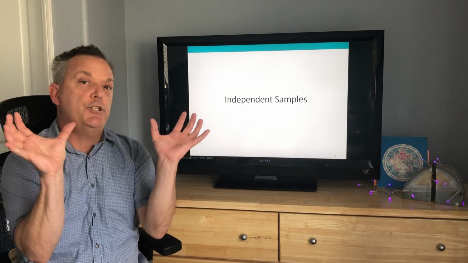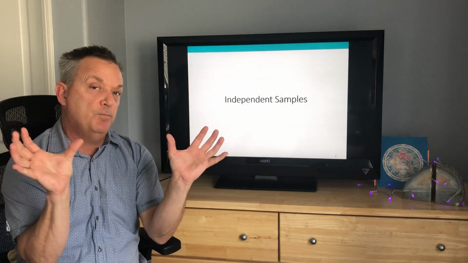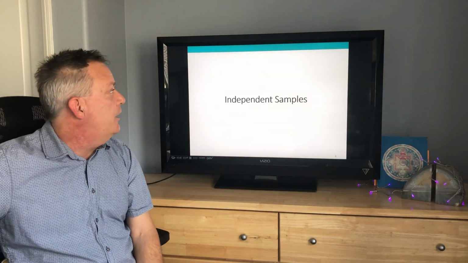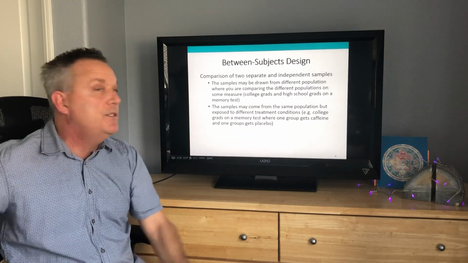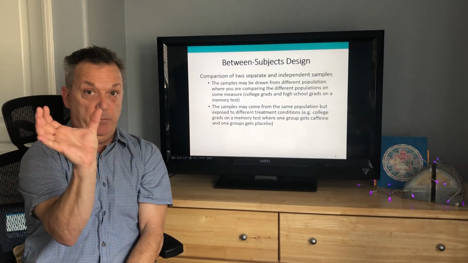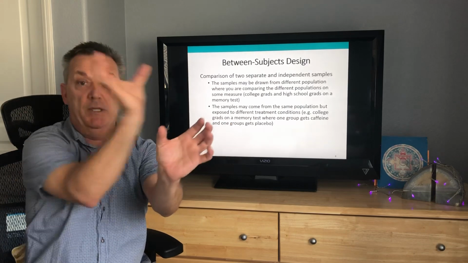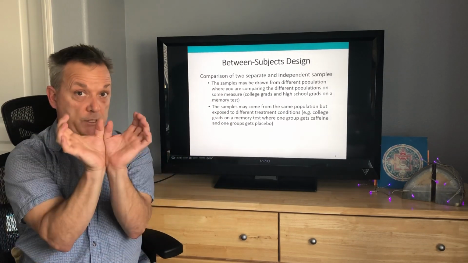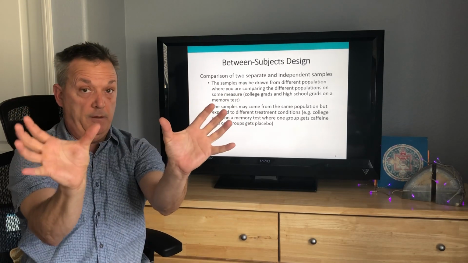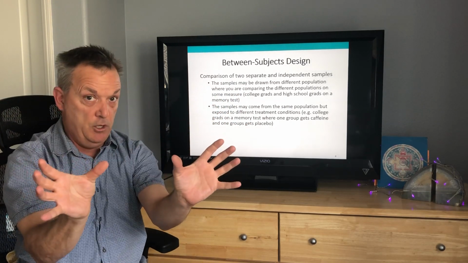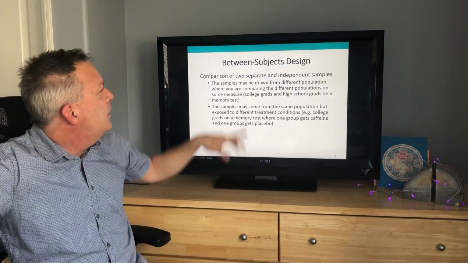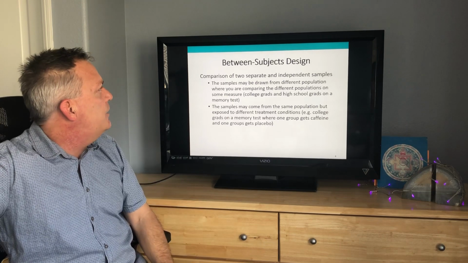So since you're comparing two groups, psychics versus non-psychics, we are looking at independent samples. They are a between subjects design, not a within subjects design where the same people receive different treatment conditions. Between subjects design is where you have different groups that might be receiving different conditions, or you're comparing two different populations, which I'm going to go over in a second. It's a comparison of two separate and independent samples.